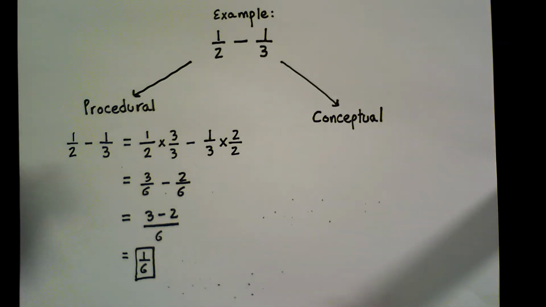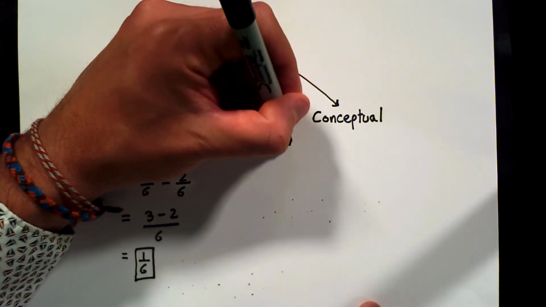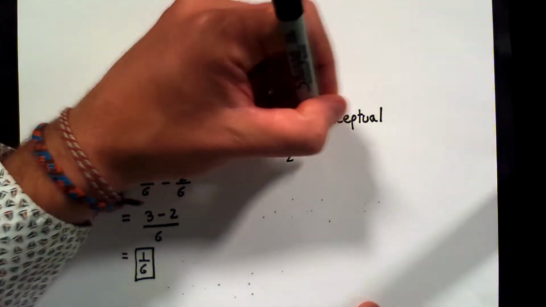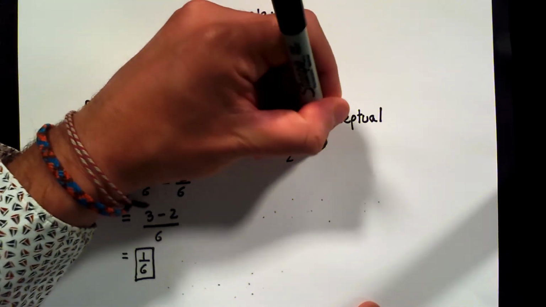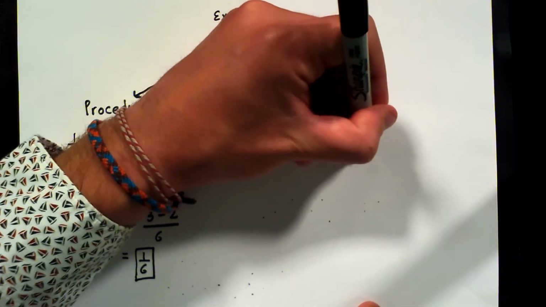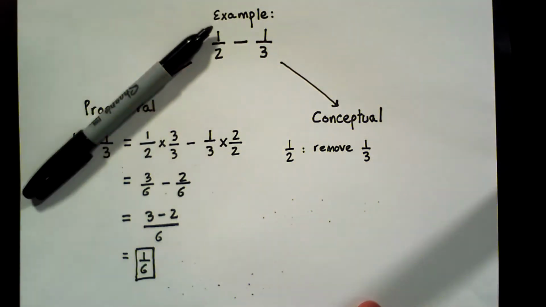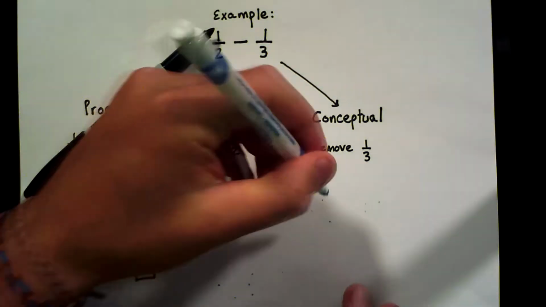So conceptually, there are many ways to do this. Here's one way. I want to do 1/2, and then after I have 1/2, I want to remove 1/3 of that quantity. So you could draw it in the following way.